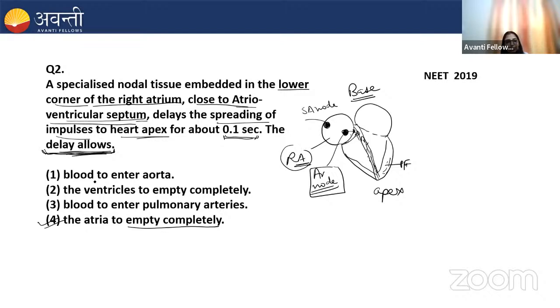Option 1 says blood to enter the aorta, ventricles to empty completely, blood to enter the pulmonary arteries. These are all related to ventricular contraction. When ventricular contraction occurs, the ventricle squeezes the blood out: the deoxygenated blood moves to the pulmonary artery, and the oxygenated blood moves from the left ventricle to the aorta. So the correct option is atrium to empty completely. I hope it is clear to everyone.